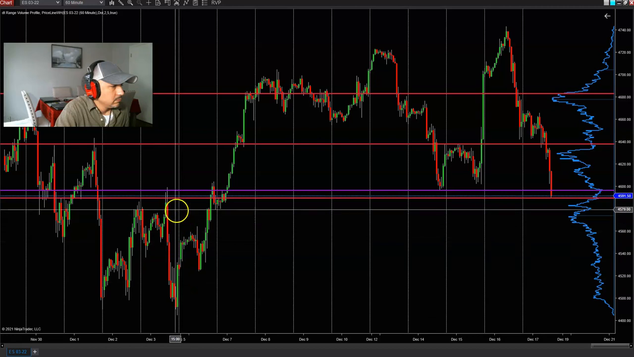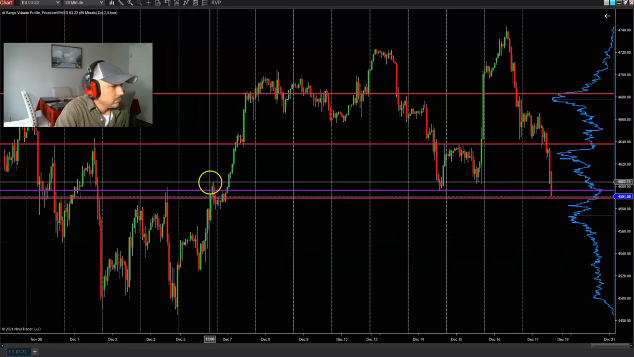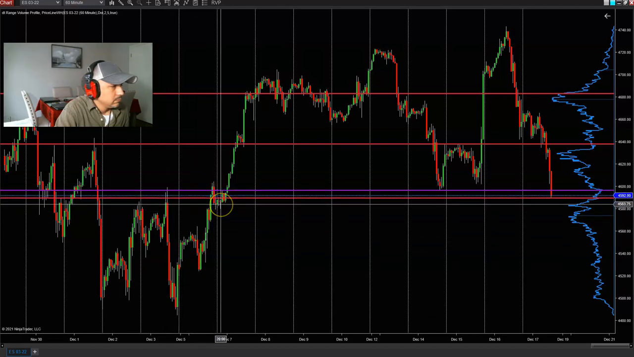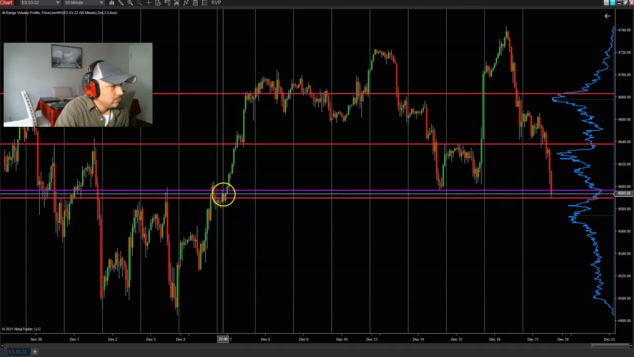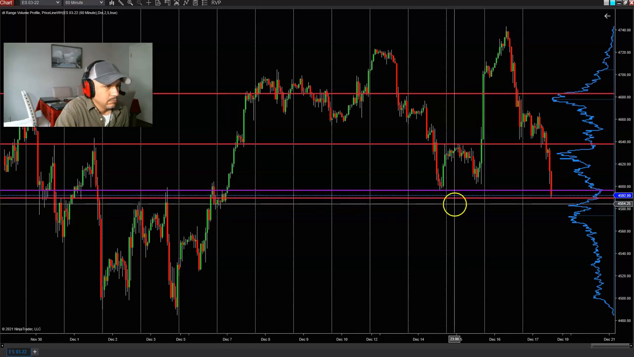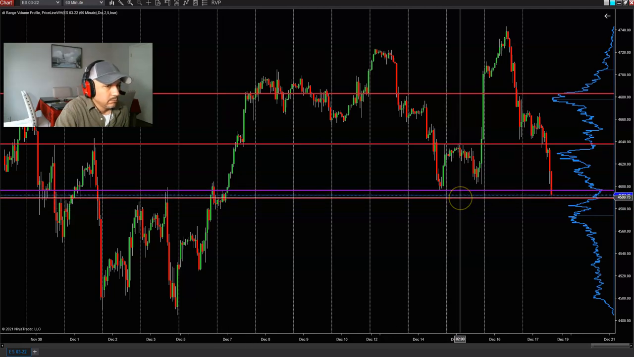So the trading strategy is basically marking up your levels, which are no more than support and resistance areas on your chart, and waiting for price to come back to those areas. And typically, right at an area of support or resistance, you have to be very cautious.